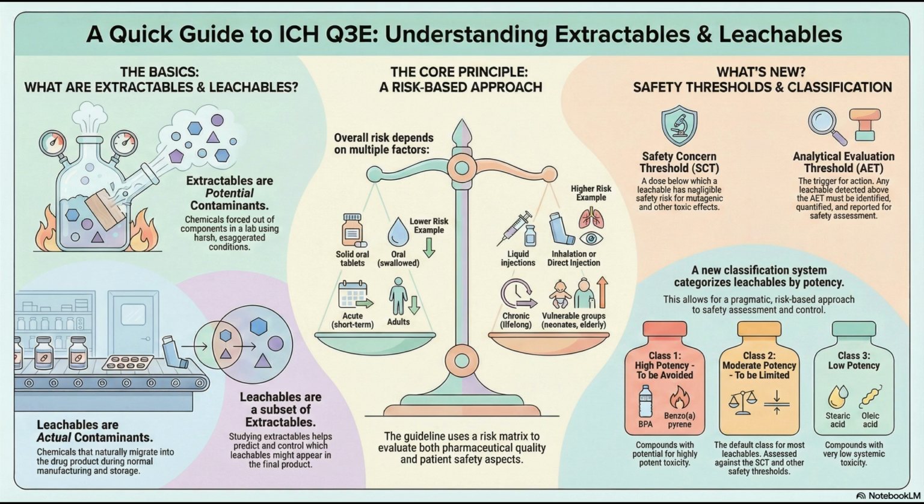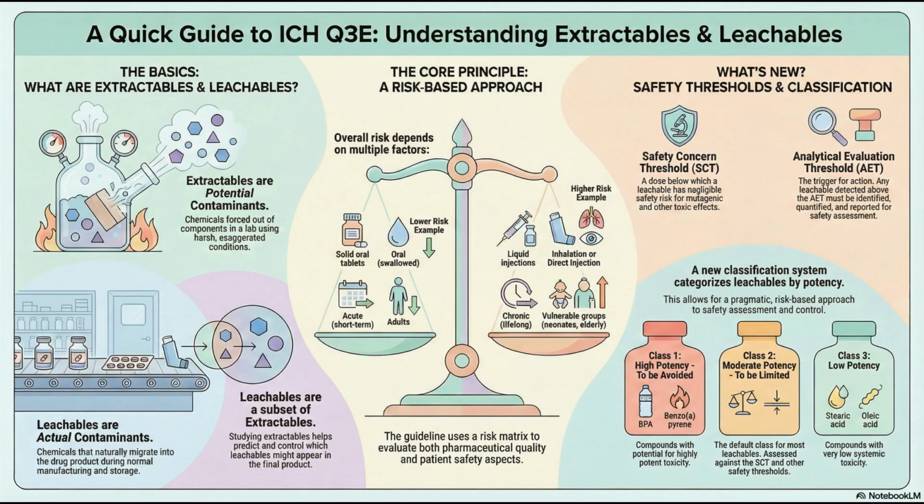It's the concentration threshold where if you find an extractable or a leachable above it, you have to investigate. You must identify it, quantify it, and report it for safety assessment against the SCT. So the toxicologist sets the SCT, the safety bar, and then the analytical chemist uses that to calculate the AET to make sure their lab methods are sensitive enough to find anything potentially dangerous. That's the relationship in a nutshell.